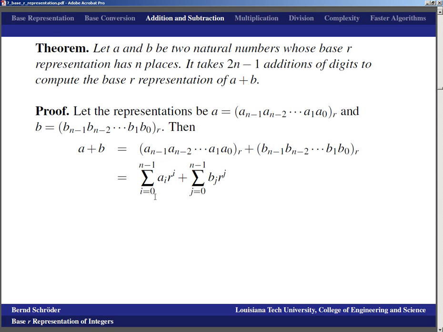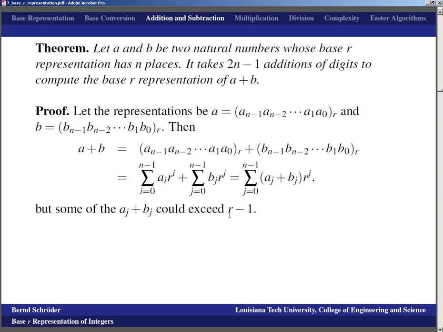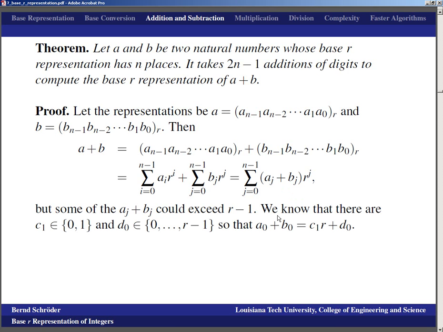We know that the first one is the sum i equals 0 to n minus 1 of a_i r to the i. We know that the second one is the sum j equals 0 to n minus 1 of b_j r to the j. And so when we add them up, we get the sum j equals 0 to n minus 1 of a_j plus b_j times r to the j. And well, now we've got a small problem here, and that is the sum of a_j plus b_j could exceed r minus 1. So we could have carryovers, as we also know from the addition algorithm that we have learned in school, and we have to take care of those.